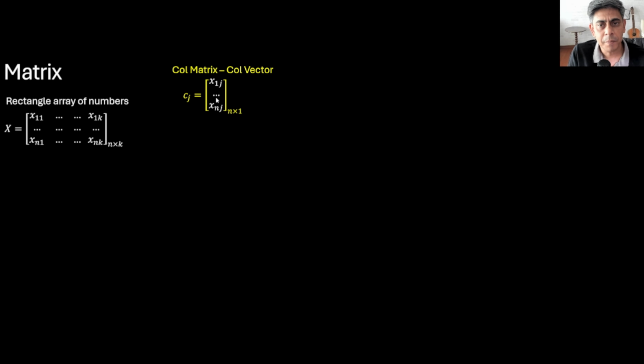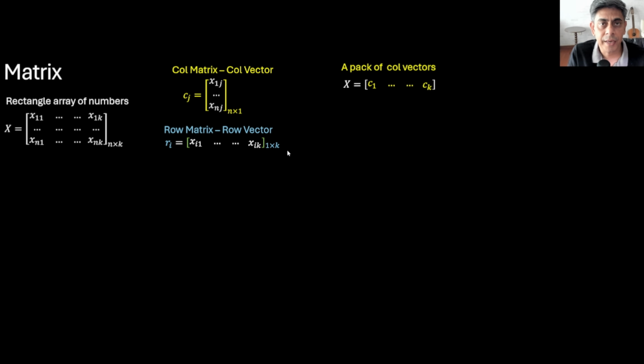Considering this column matrix as a sub matrix of X, X can then be thought of as a pack of column vectors, correct? C1 to Ck, each one of them is a column, so now I can represent X as a kind of package of column vectors. Similarly, if I take the ith row, 1 cross k is the dimension of this row matrix. In that case, this X matrix can be represented as a pack of row vectors.